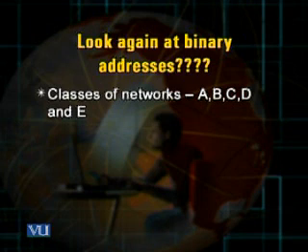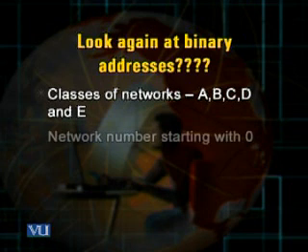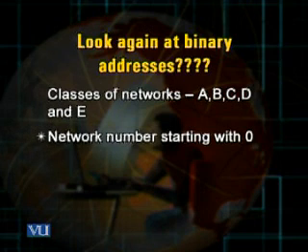Among these A, B and C, they are commonly used. They are for public purposes, whereas the class D and E, they are used for certain specialized classes. They are not for public use as such. The network number that starts with 0, we call that network to be A class.